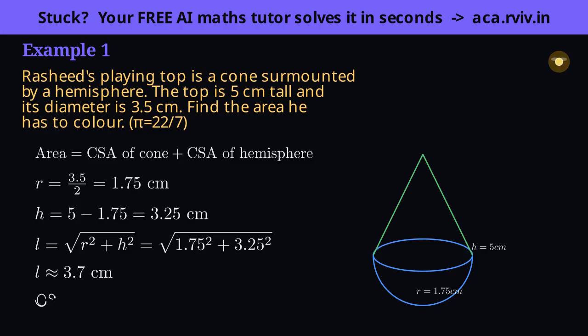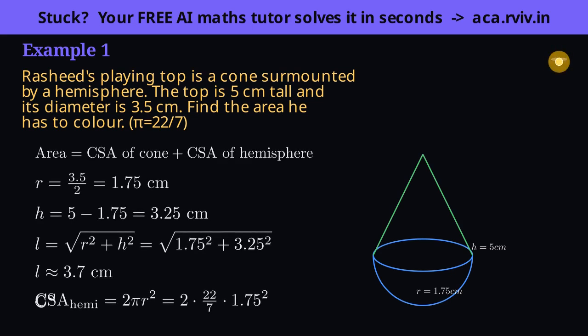Now the hemisphere. Its curved surface is 2 pi r squared. Where does that come from? A full sphere's surface is 4 pi r squared, and a hemisphere is exactly half a sphere, so its curved part is half of 4, which is 2 pi r squared. Substitute our radius and pi as 22/7.